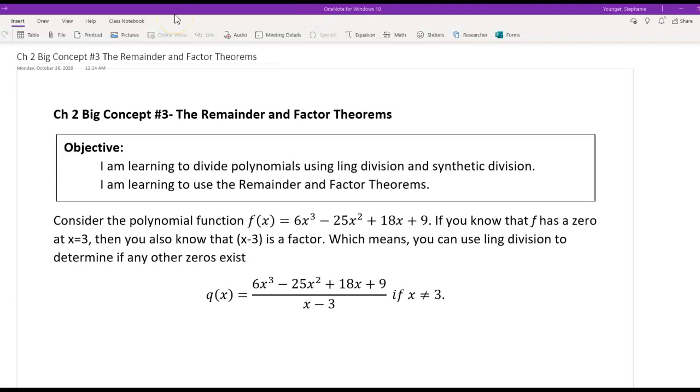Welcome, scholars. Today we're going to take a look at Chapter 2, Big Concept Number 3, the remainder and factor theorems. And when I say we have a lot of information to go through today, we have a lot. So let's take a look at our learning targets. I am learning to divide polynomials using long division and synthetic division, and I'm learning to use the remainder and factor theorems. So first thing, we're just going to start off with an example.